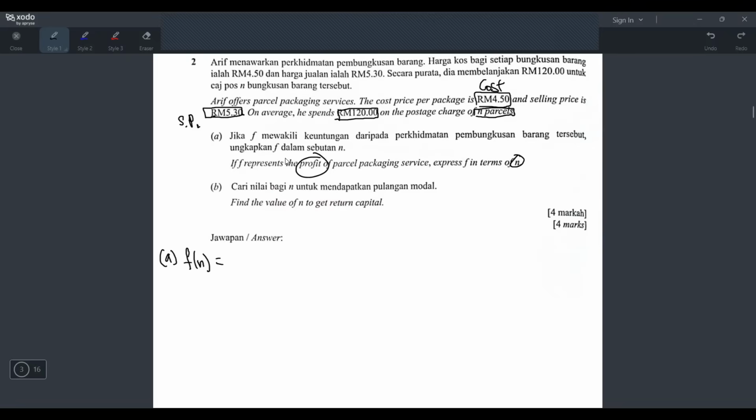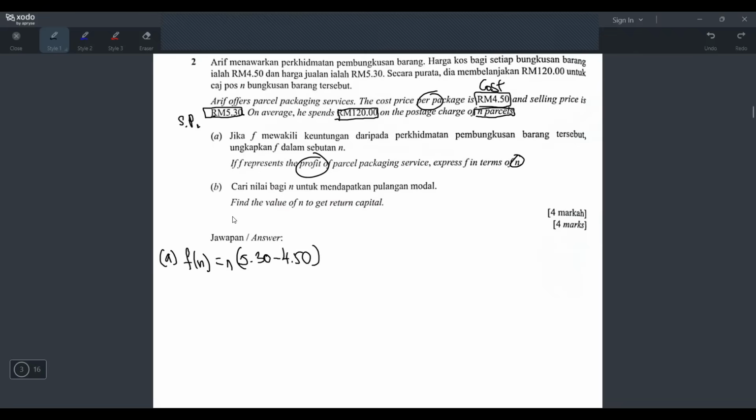So how can I calculate profit? I just told you, right? You will take the 5 ringgit 30 cents minus 4 ringgit 50 cents. This is how you calculate profit. But this is the profit for per package. Imagine having N parcels, N packages. It means you have to multiply with N. Do you understand? Because if you take 5.3 minus 4.5, you will only get the profit for one parcel. But there's N parcels, right? So that's why you have to multiply with N afterwards.